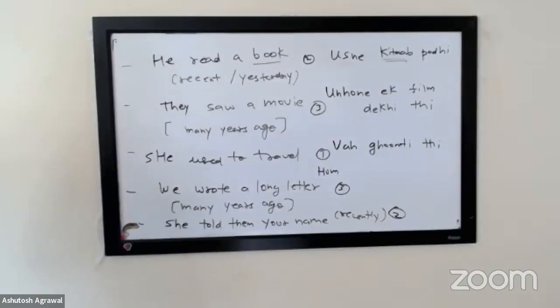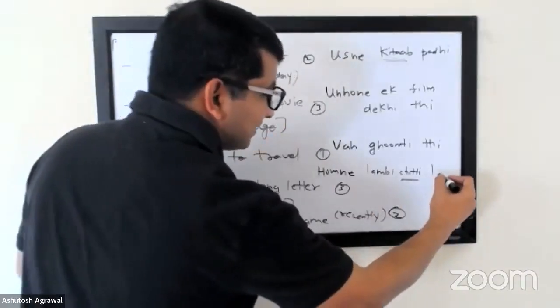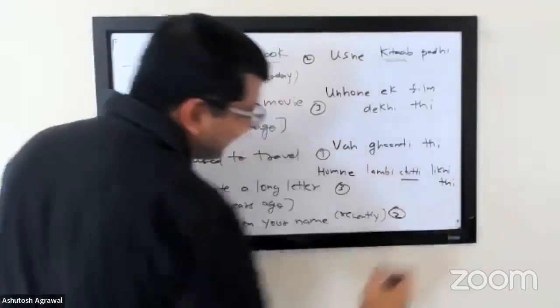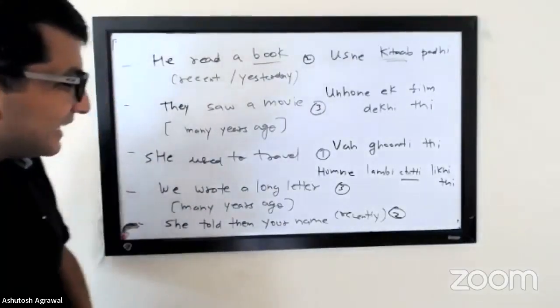So I wrote would be maine likha. To write is a transitive verb, so it would be humne. हमने humne lambi chitthi. It's feminine, chitthi is feminine. Likhi thi. Very good. Take a deep breath. Say it one more time. Humne lambi chitthi likhi thi. That's right. हमने एक लंबी चिट्ठी लिखी थी.